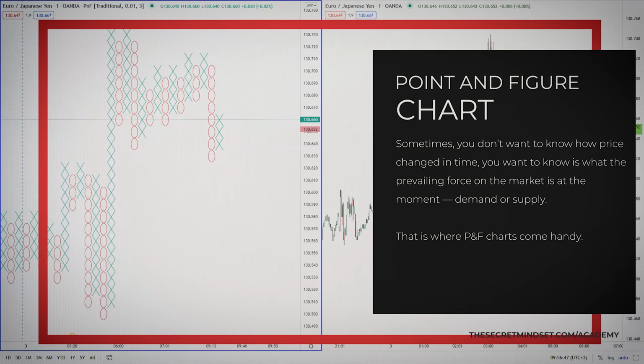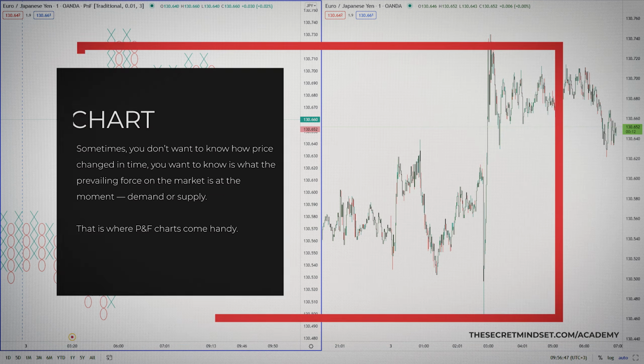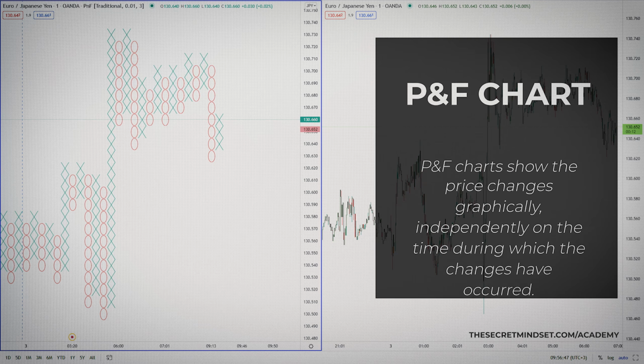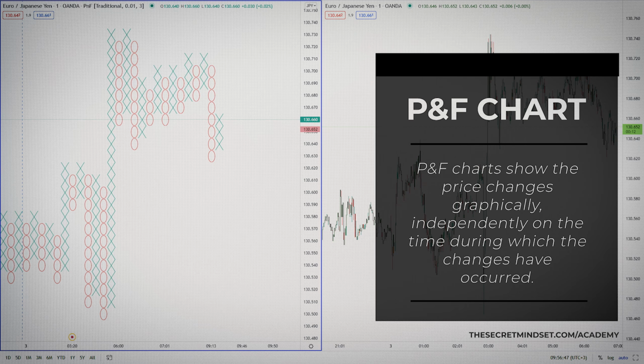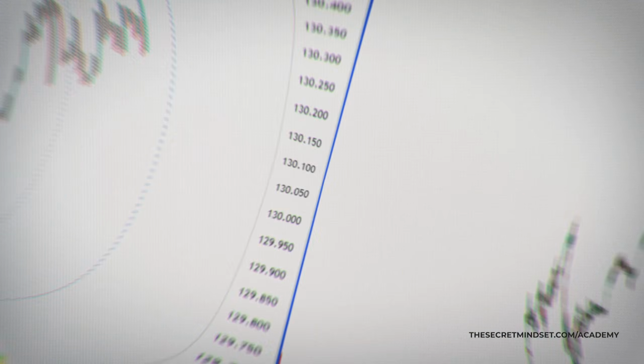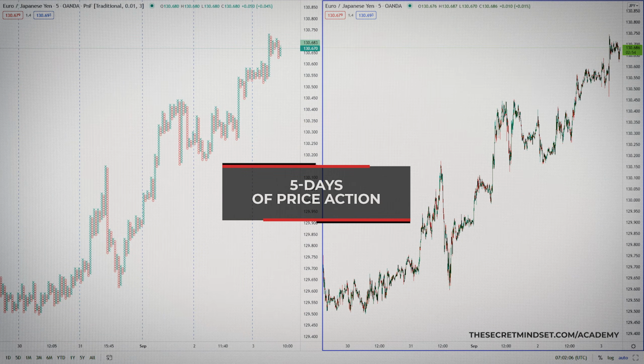But the problem is, sometimes you don't need to know how the price changed in time. All you need to know is what the prevailing force on the market is at the moment, demand or supply. This is where point and figure charts come in handy. They show the price changes graphically, independently of the time during which the changes have occurred. Here we have 5 days of price action.